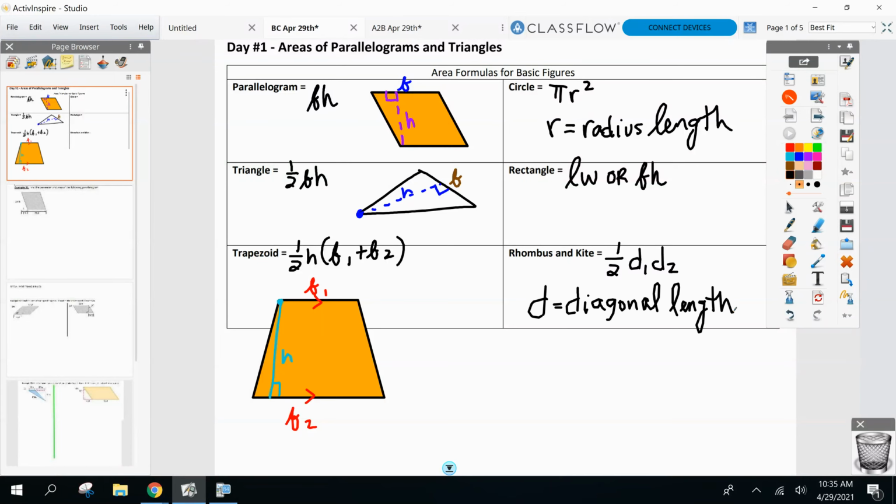So there are your 6 formulas. One drawback about this unit, you are not given these formulas. Okay, there's not a formula sheet for them. You are responsible for those formulas on your own. All right, any questions here or in class?